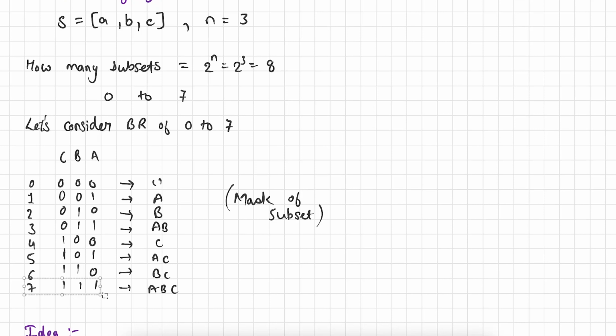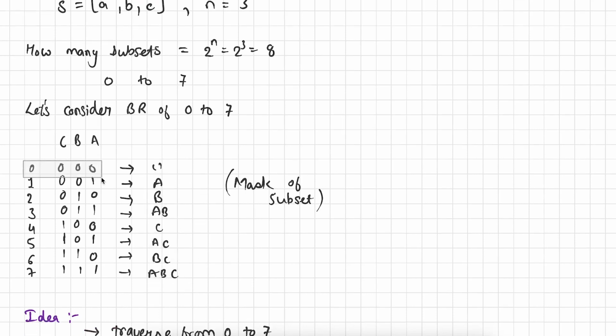As we have numbers from 0 to 7, 3 bits are more than enough. Now if we associate the first bit with A, the second with B and the third with C, then we can see that we are having a subset. How? If all the bits are unset, it means we have a blank subset.